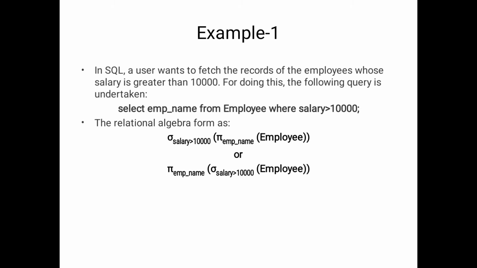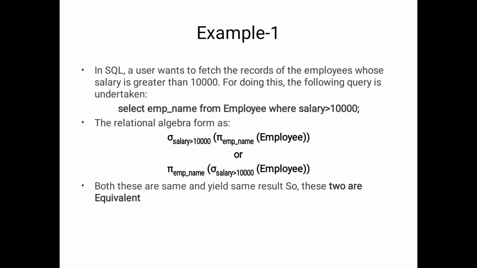Please observe the example below. First we sort out those whose salary is greater than 10,000 from the employee table. After that we consider only those employee names. So these two relational algebra expressions produce the same result, and that's why these two are equivalent.